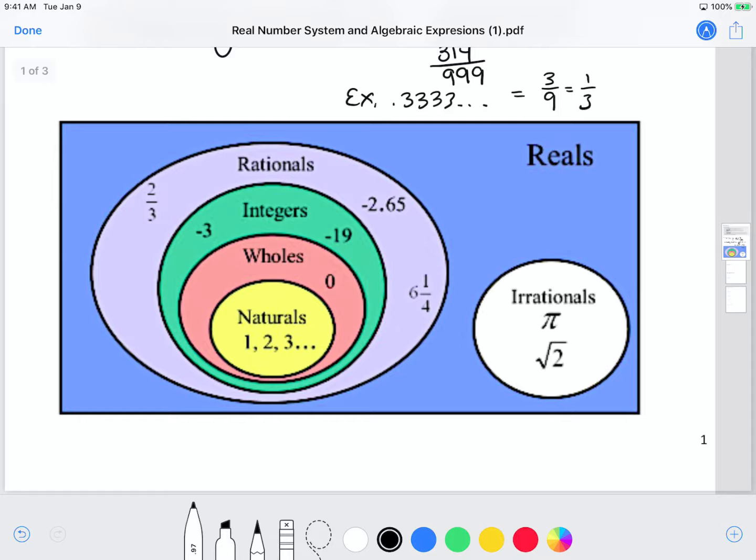So when we look at this diagram, we have reals in this big box, and it can be broken down into rationals or irrationals. Okay, then within the rationals can be broken down into subsets. All the naturals are considered whole numbers because the whole numbers are all the naturals plus 0. All the whole numbers can be considered integers, and all the integers are rationals because integers, if you just write them over 1, that is a fraction. So this is what the real number system looks like.